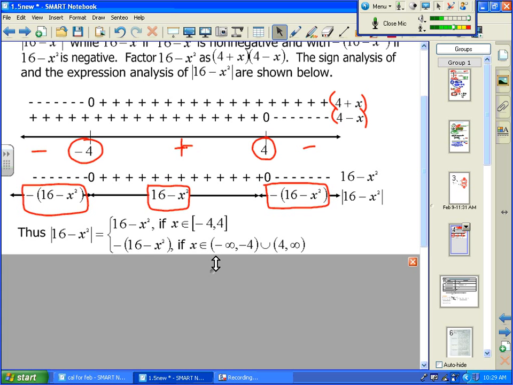Okay. Did you guys hear that question, guys? Someone asked me if we always use closed brackets when it's a positive region. And my answer was yes, because when it's equal to negative 4, you can see that that value is 0. And we should know by now that 0 is a non-negative number. So it is okay in terms of our absolute value.